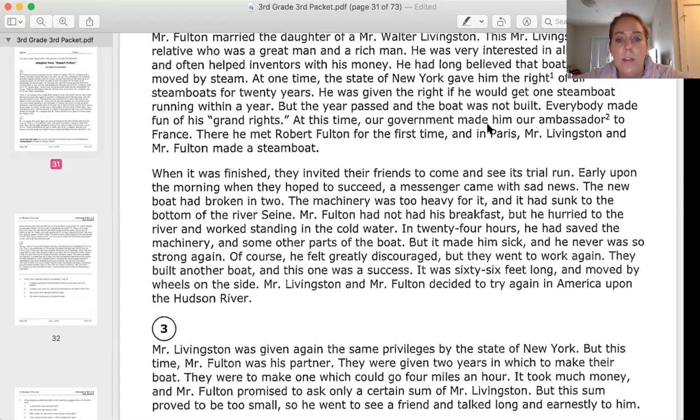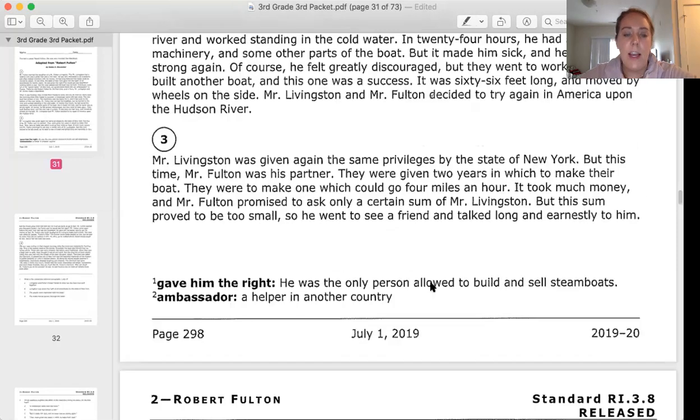Of course, he felt greatly discouraged, but they went to work again. They built another boat, and this one was a success. It was 66 feet long and moved by wheels on the side. Mr. Livingston and Mr. Fulton decided to try again in America upon the Hudson River. Okay, again, looking at paragraph 3, and we need to remember an ambassador is a helper in another country.